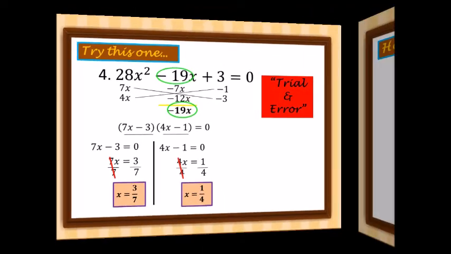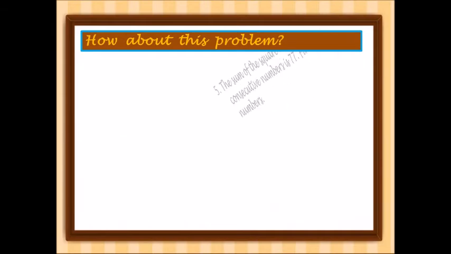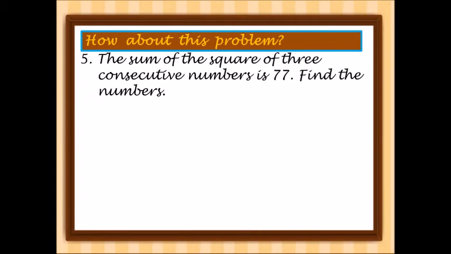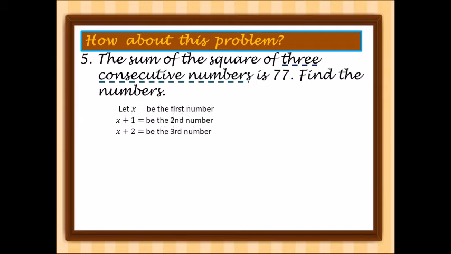Okay, now let's have some problem. Example number 5. The sum of the square of 3 consecutive numbers is 77. Find the numbers. So we have here 3 consecutive numbers. Therefore, we are going to represent that as x be the first number, x plus 1 be the second number, and of course, x plus 2 be the third number.